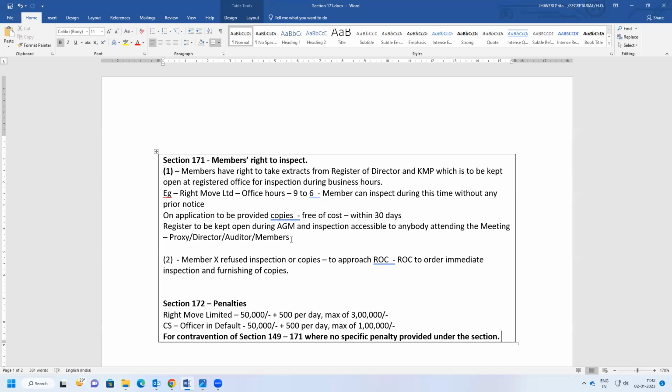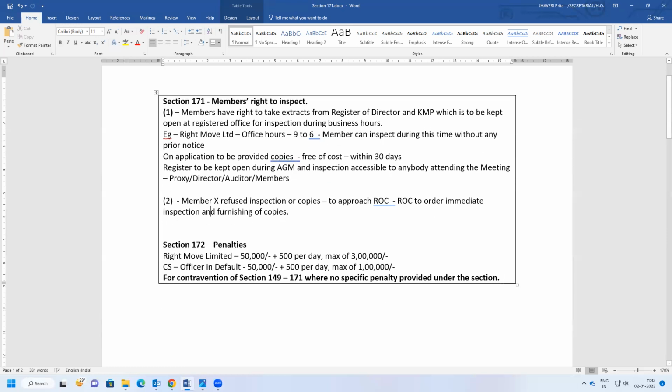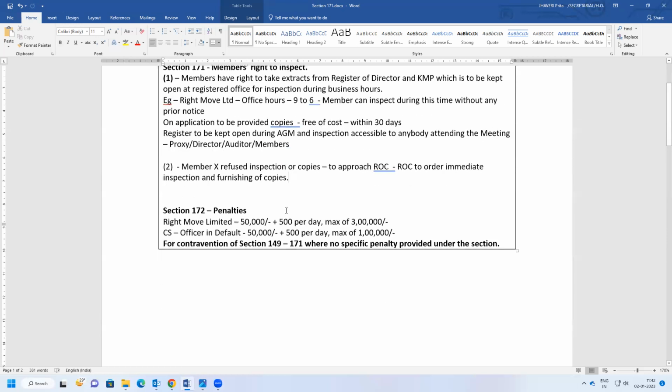This register also has to be kept open during an annual general meeting of the company, and any person present and attending the meeting, be it a proxy or director, auditor or members, have the right to inspect such register. If a member is refused to inspect the register or is not provided with any copies, he can approach the ROC and ROC will order the immediate inspection and furnishing of any copies.